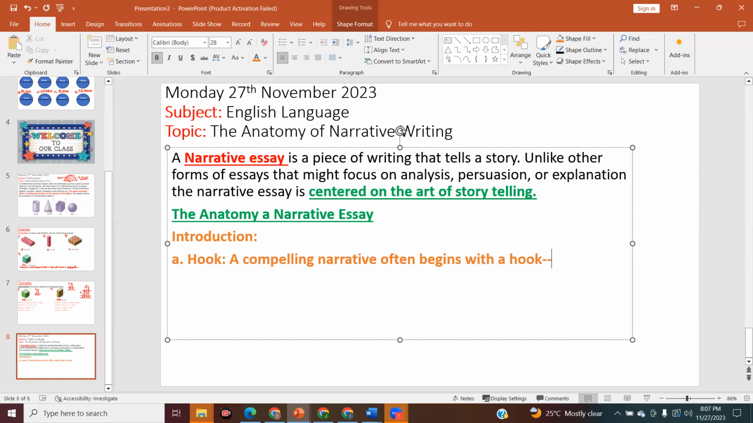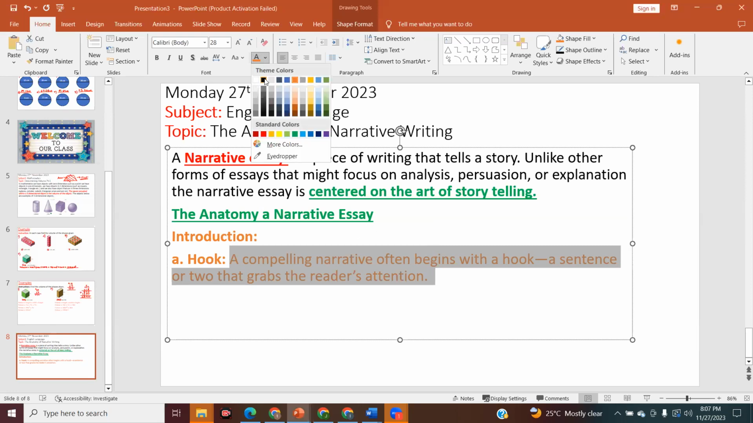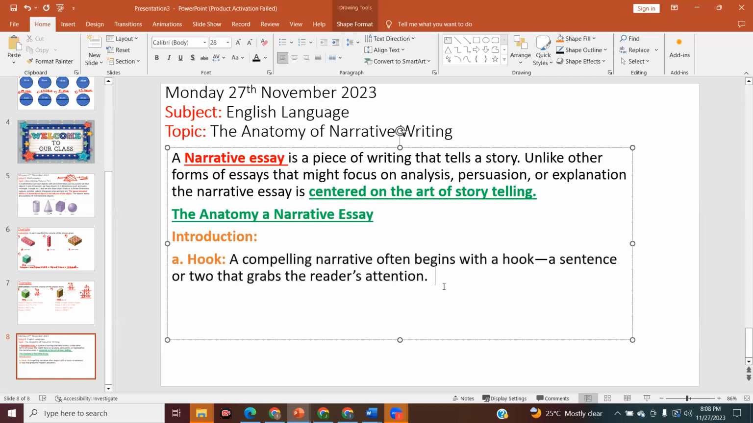And the hook is basically a sentence or two that grabs the reader's attention, right? So it's basically a sentence that grabs the reader's attention. It could be an intriguing statement. It could be a vivid description, right? But its job is to grab the reader's attention. That's the hook, right?